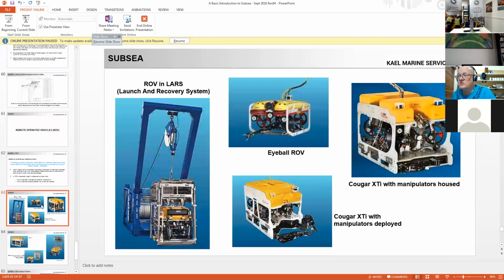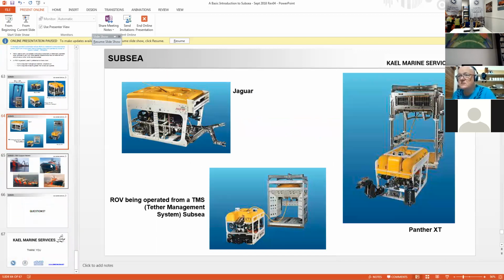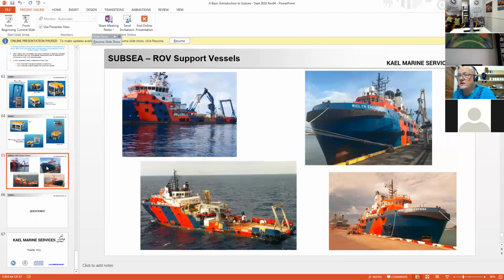Some examples of ROVs. Some more examples. Some ROV support vessels. You generally see the LARS, which is the launch and recovery system for operating the ROVs.